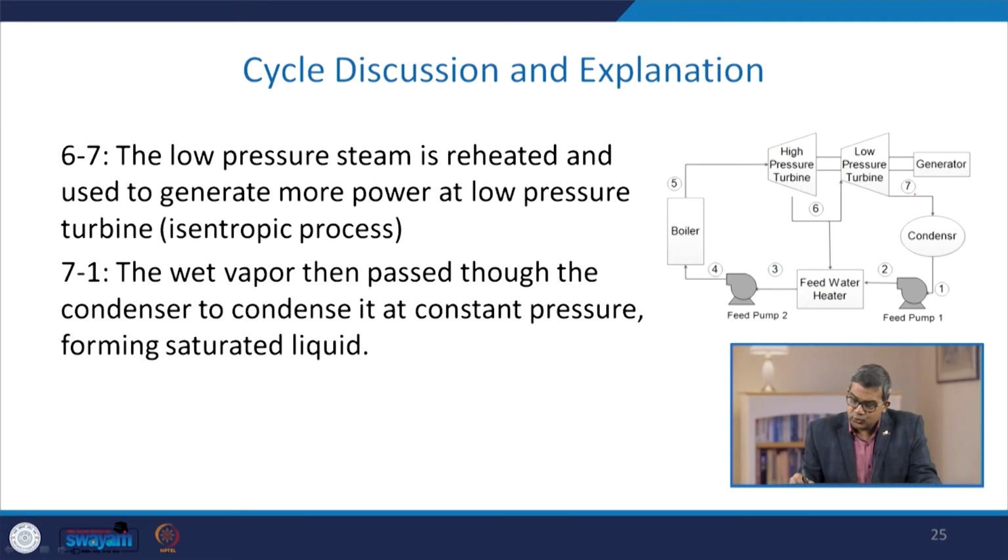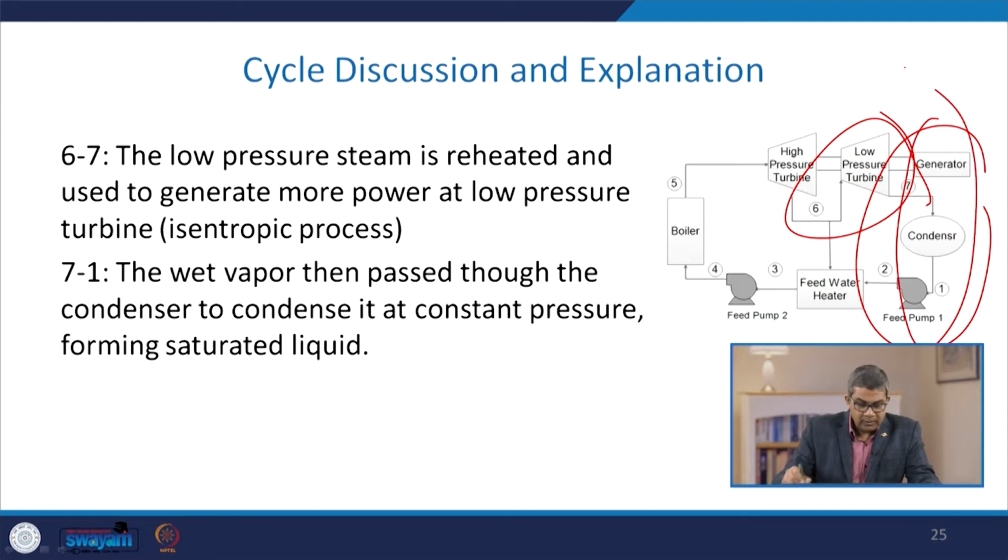And from 6 to 7 here, the low pressure steam is reheated and used to generate more power at low pressure, and that is an isentropic process. And from 7 to 1, the wet vapor is then passed to the condenser to condense it at constant pressure, forming the saturated liquid.